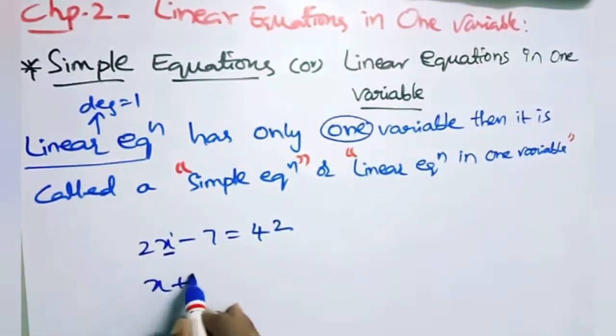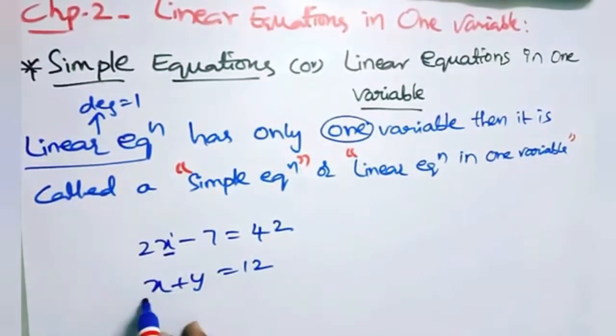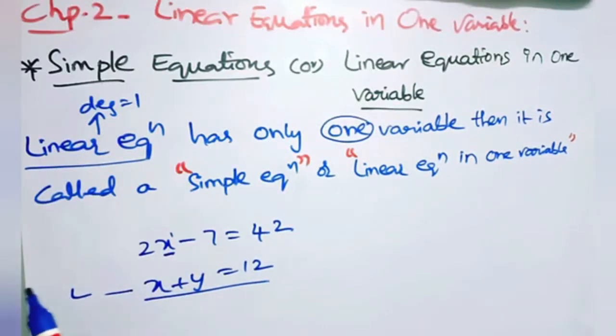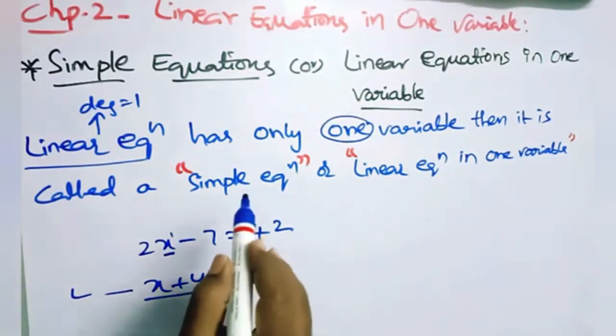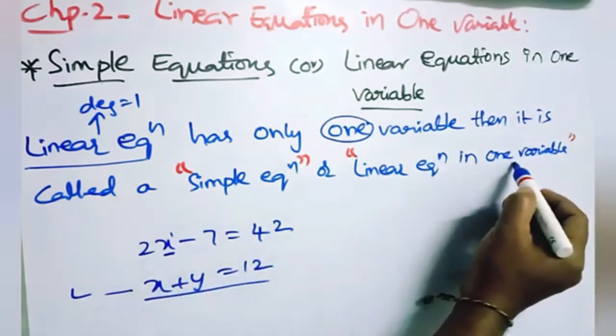If I take x plus y is equal to 12, it is a linear equation, but it has two variables. So it is a linear equation, but not a linear equation in one variable. In this chapter we will deal with only one variable.